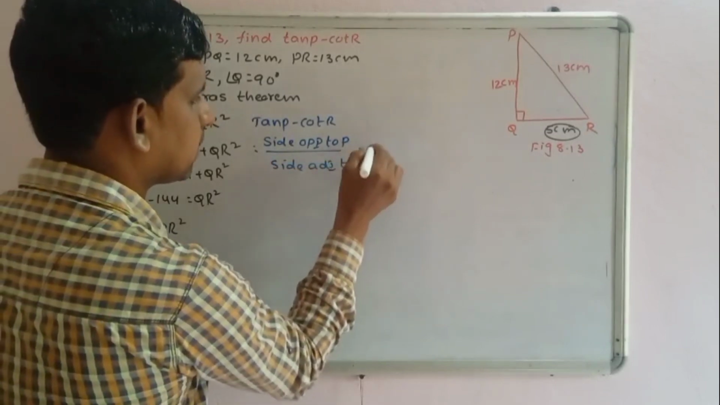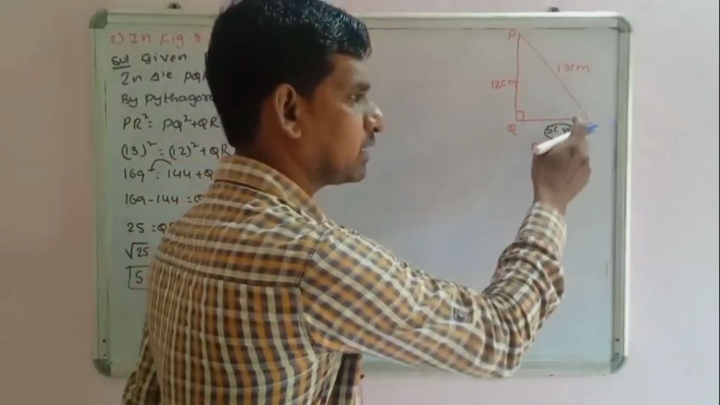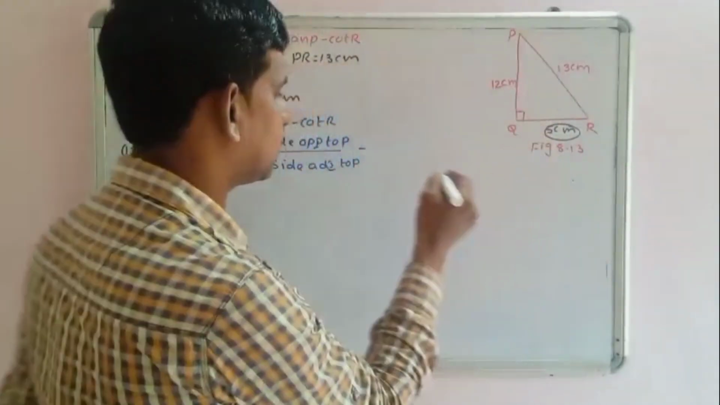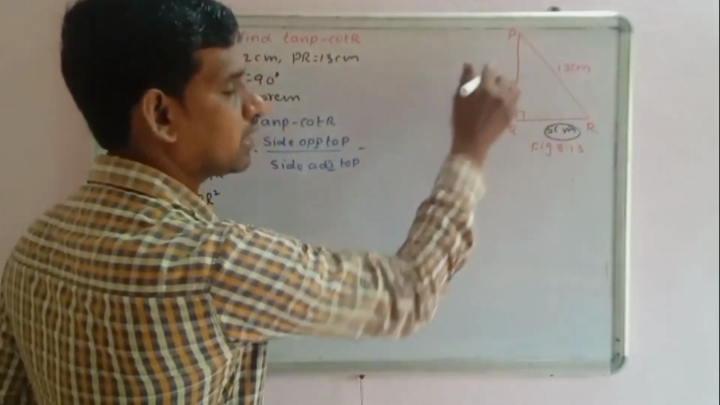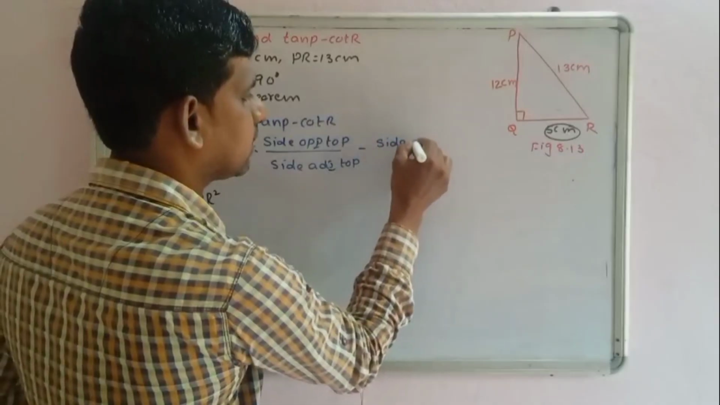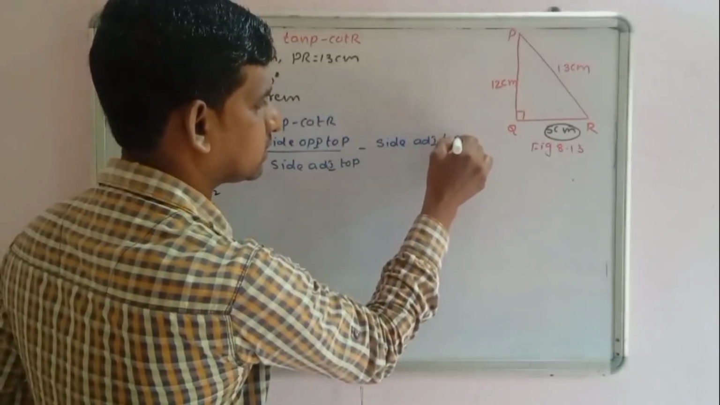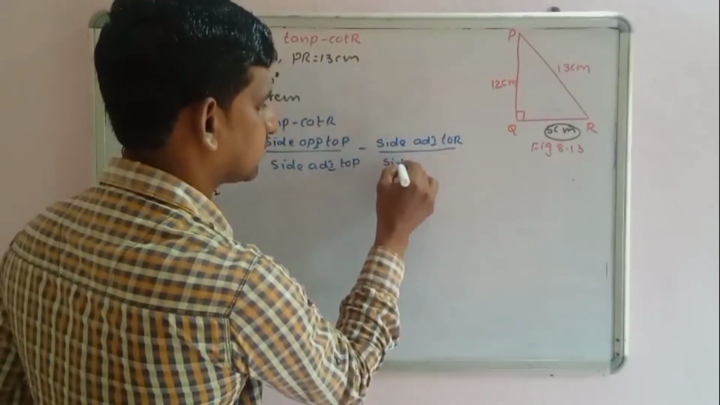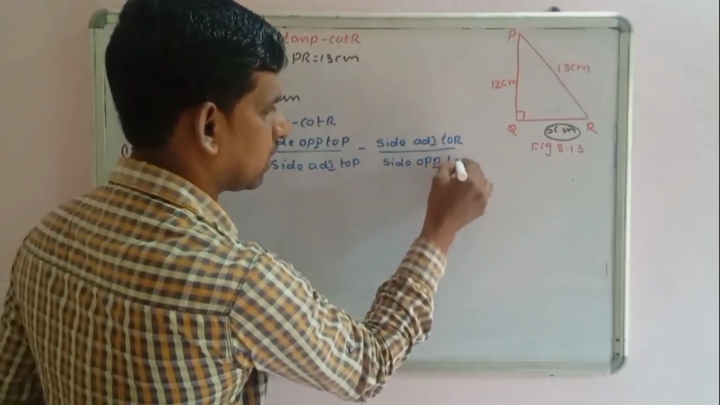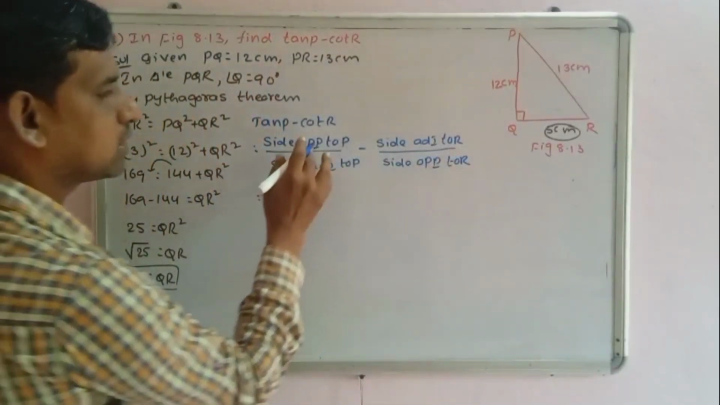Side adjacent to P minus cot R means side adjacent to R minus side opposite to R. Okay, side adjacent to R by side opposite to R. Okay, side opposite to P.